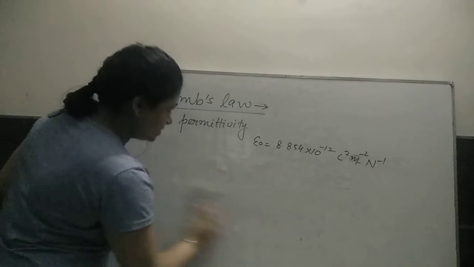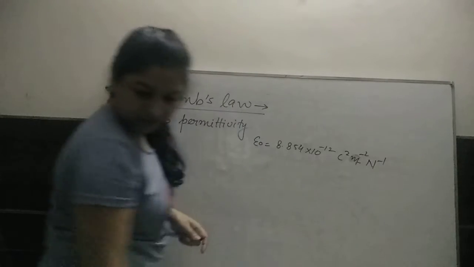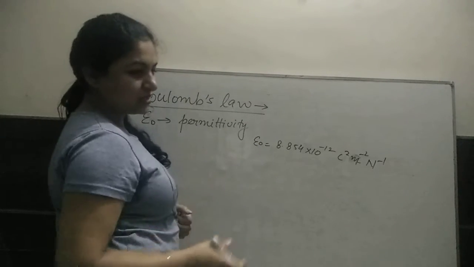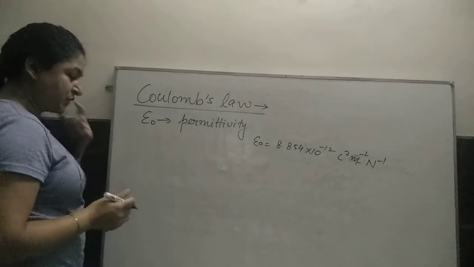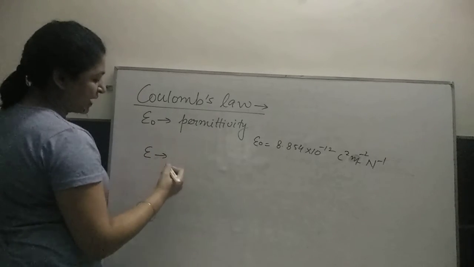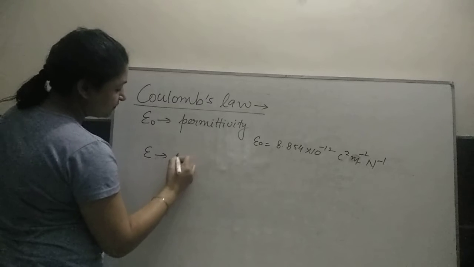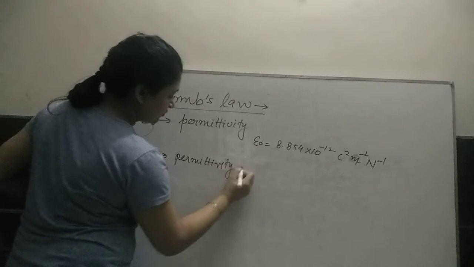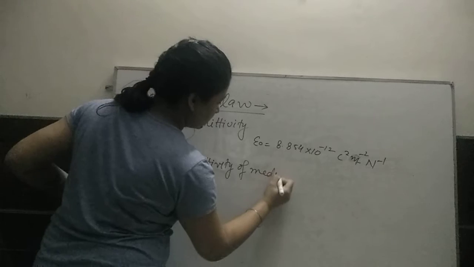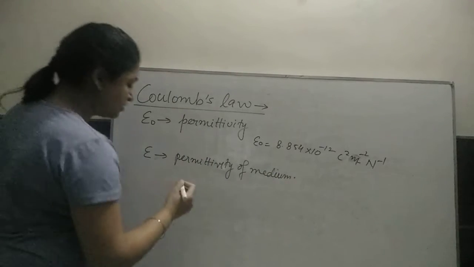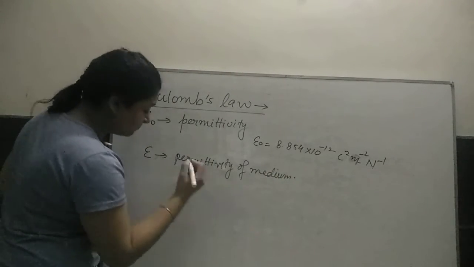So epsilon naught is the absolute permittivity of the vacuum. Now you see, if the same two charges are placed in some medium whose permittivity is epsilon. So epsilon naught is of vacuum and epsilon is the permittivity of the medium. Then how can we write the force between the two charges when they are placed in the medium?